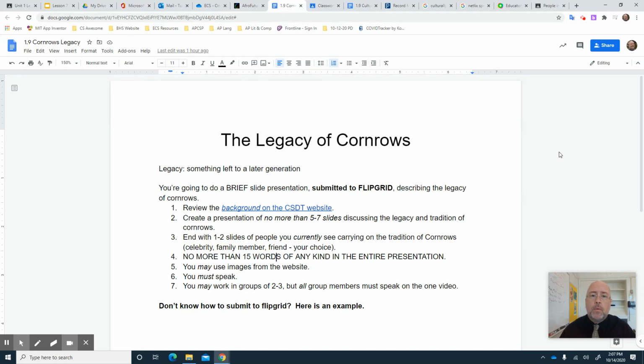So we're going to talk about presentation number 1.9, which is the legacy of cornrows. And the legacy of cornrows really talks about a tradition of cornrows. I think you know what they are. And they are something that goes back at least 2,500 years that we can see. And I am reasonably sure it goes back a lot farther than that. So this isn't a new thing by any stretch of the imagination. And you're going to actually talk about the legacy of cornrows.